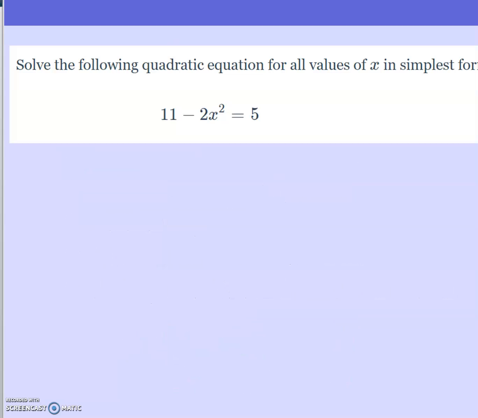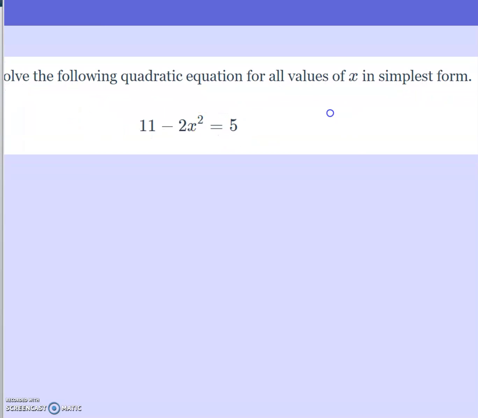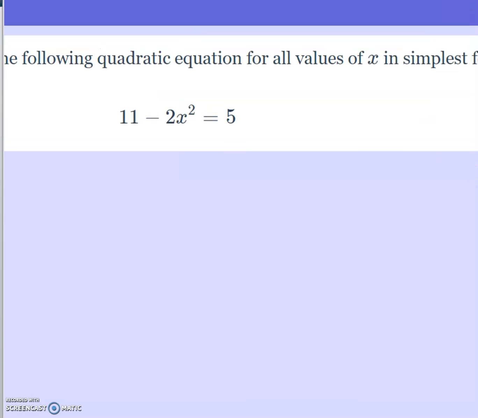So with this one, we're being asked to solve a quadratic equation for all values of x in simplest form. And we've got to make sure we pay attention to that simplest form business, because that can come back to bite us. Basically, it means this: don't use a calculator to try to get a decimal answer at the very end. The idea is going to be to leave it in a simplified square root form. So let's take a look at what we've got going on here.